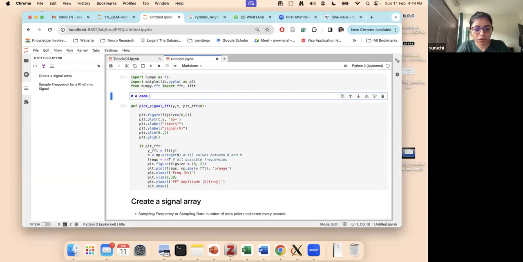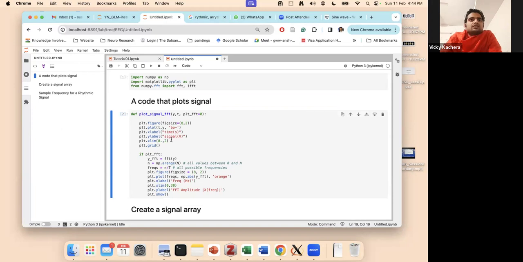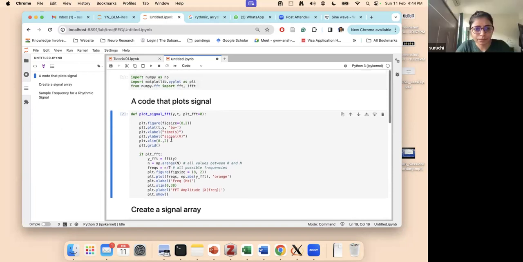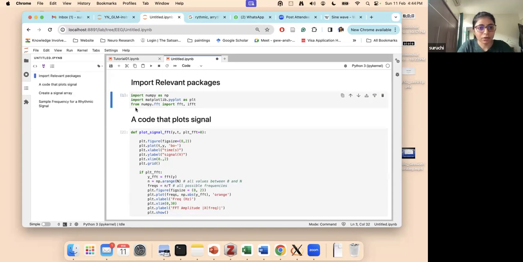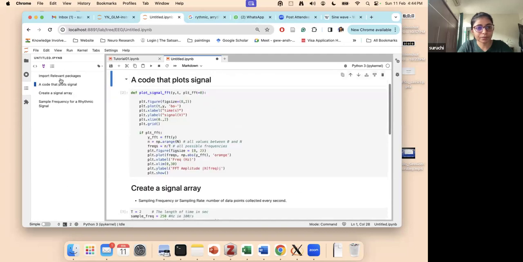A code that plots signal. This can be saved in cloud as well, I think. Yeah, and then you can do a heading here. Import relevant packages. Okay, so now you can see all these headers are being created. You can just click here and go.